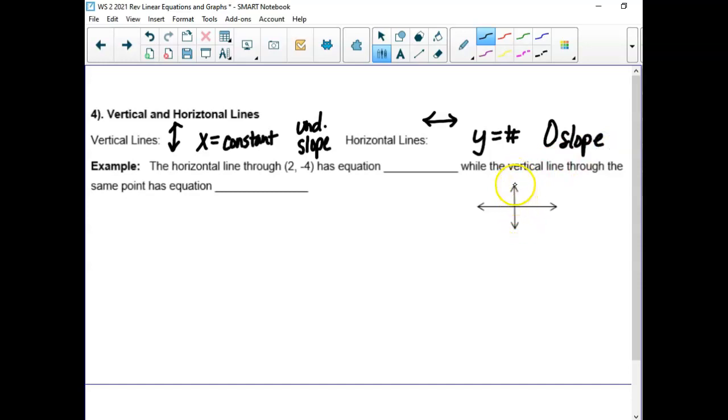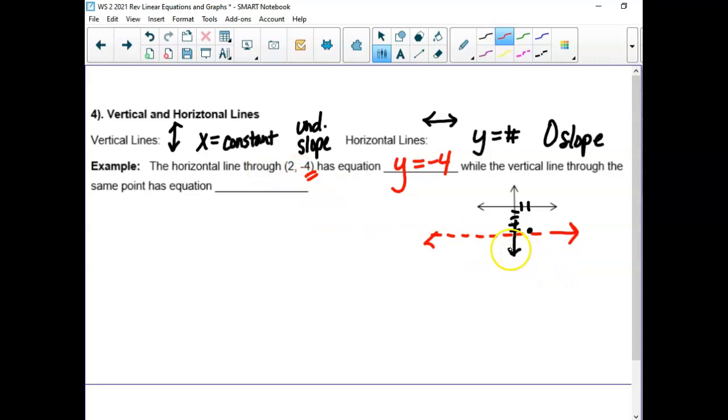All right, so if I have over here on this tiny little graph 2, -4, and I plot that point, can anybody tell me the equation of the horizontal line that goes through that point? Right up here it says y equals a number. Well, what is the number at that point that y equals? -4. Making sense? If it goes through 2, -4, the y had to be -4.